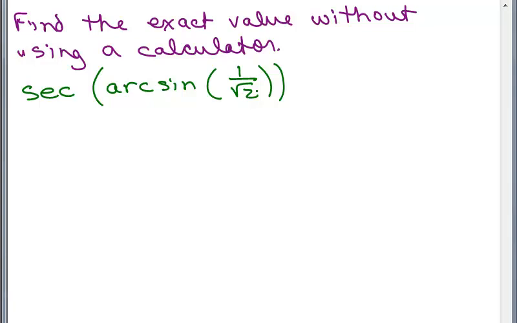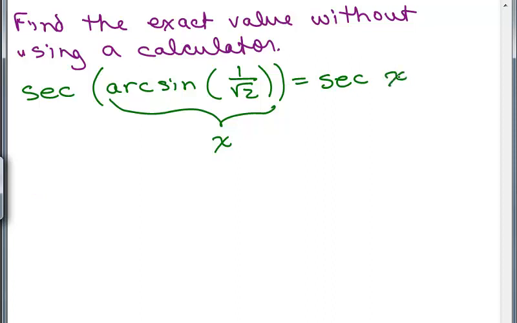What you have to remember is anytime you see the arc sine or inverse sine, this itself is an angle. I'm going to call that angle x. So what we're looking for is really the secant of x. I've just said it: x is the same thing as the arc sine of 1 over square root of 2.